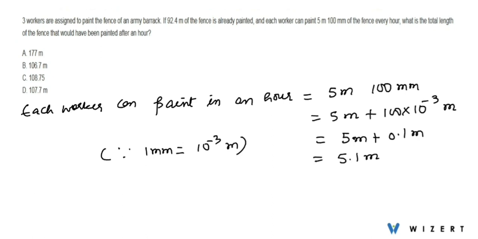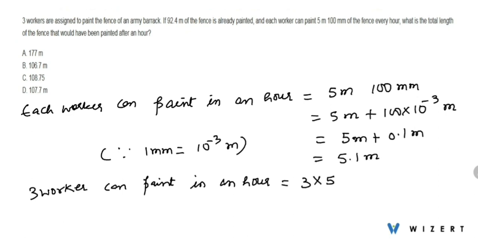Now we know that there are 3 workers, so we can say that what 3 workers can paint in an hour is equal to 3 multiplied by 5.1 meter by unitary method. So this is equal to 15.3 meter. So this is the amount that 3 workers can paint in an hour.